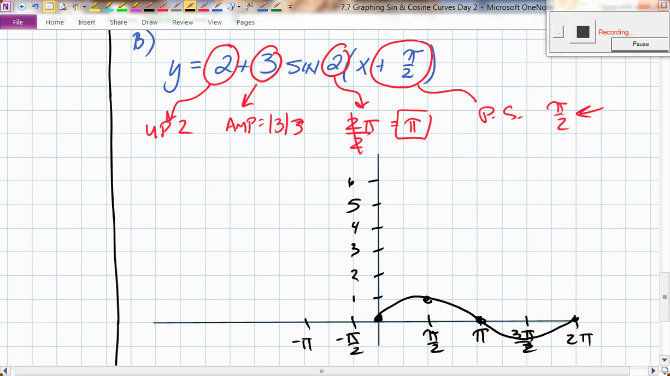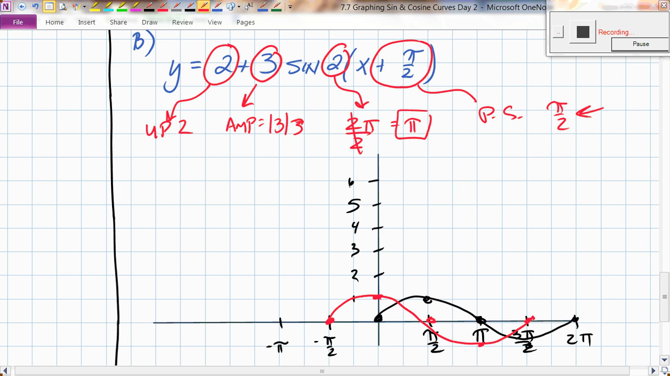Okay, next, going down that list, what's the next thing to do? Phase shift. Good. So pi over 2 units to the left. Pick a different color. I'll go red. I didn't scale this appropriately, I can see right away, so let me fix that before I mess up this whole thing. Okay, we're going to go pi over 2 to the left. So each dot gets moved pi over 2 units to the left. There is our phase shift. Okay, you guys with me so far?